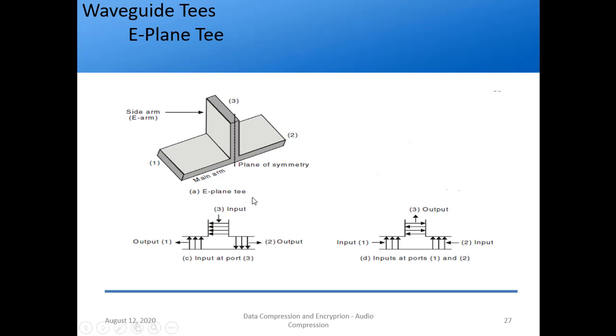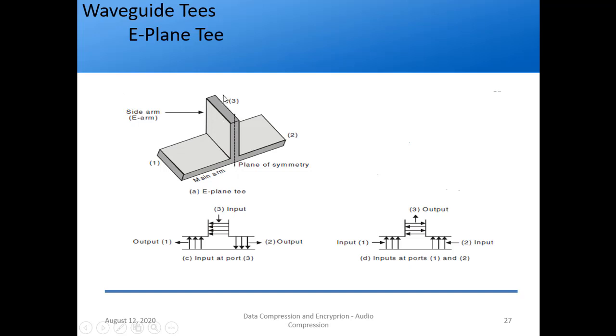Then we did the E plane T yesterday, so we'll again revise it. This is the E plane T. Why is it called the E plane T? Because the plane of symmetry, which is this, the E field is parallel to the plane of symmetry. That's why it is called the E plane T, right? This is called the side arm, port 3. This is the main arm and this is the other arm, right? These two together are called collinear arms. Port 1, port 2, port 3. You can remember their names in the anti-clockwise direction.